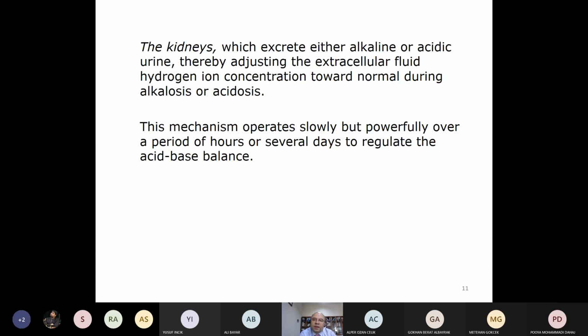And thirdly, kidneys, which excrete either alkaline or acidic urine, in this way adjusting the extracellular fluid hydrogen ion concentration toward normal during alkalosis or acidosis. This mechanism is slow but very powerful. It needs hours or days to regulate acid-base balance of blood.